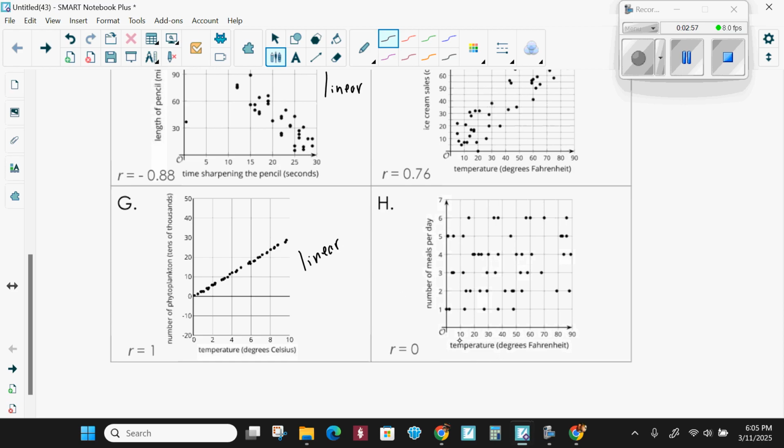And then this is temperature to the number of meals per day. So how often you eat based on the temperature. And there is absolutely no correlation. So this is not linear.